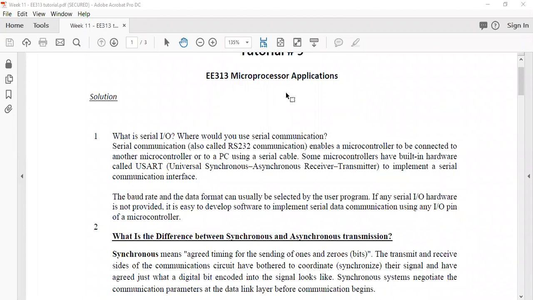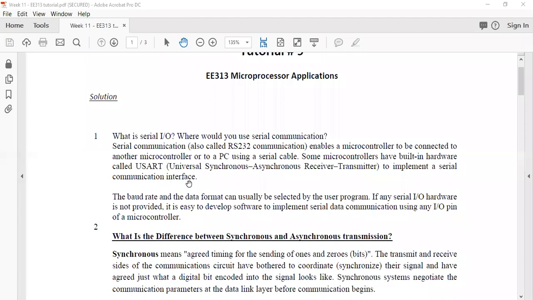So basically, whenever you need to transfer data from one unit to another, you'll need serial communication. So like it says, if the serial communication hardware part is not present, you can implement the same serial communication using the input output pin of a microcontroller using software as well, right?